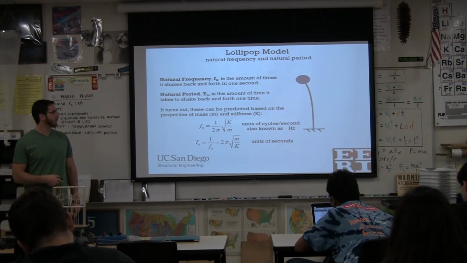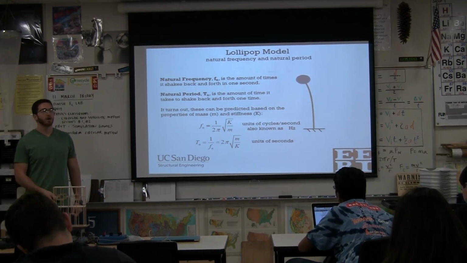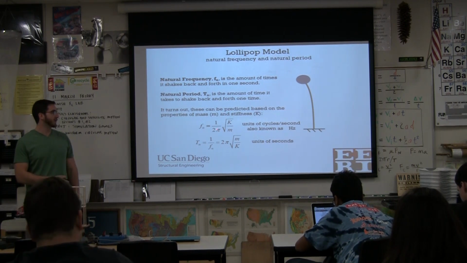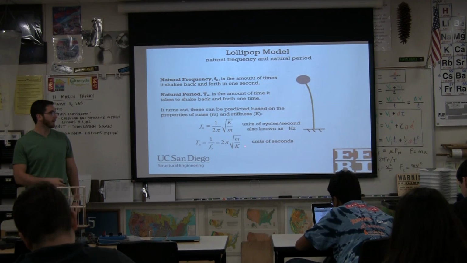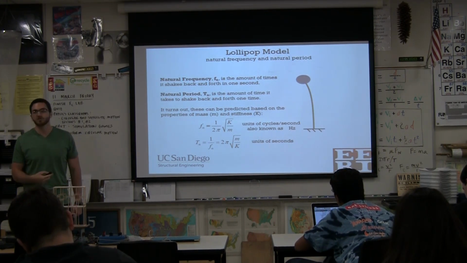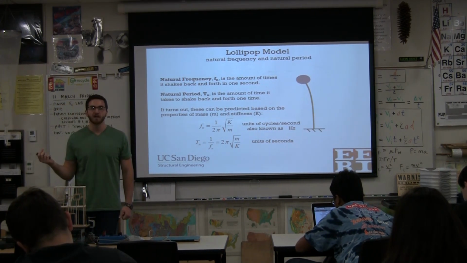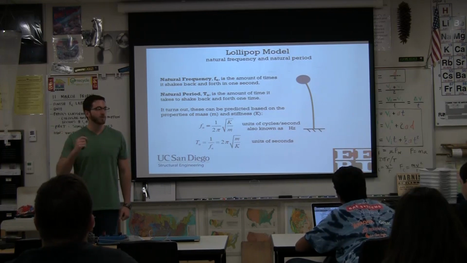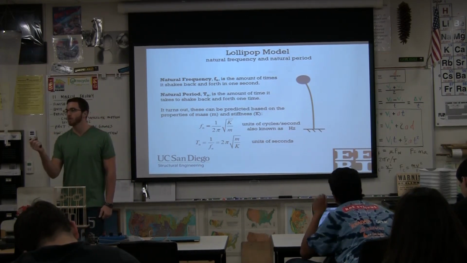The equation for natural period is just the inverse of natural frequency. Or we can solve it with this equation. As you can see, it's just the inverse: flip the 2 pi over, put the m and the k. This will be in units of seconds. Hopefully you guys realize these are just two ways of talking about the same thing. If something is shaking, I can talk about how many times it shakes per second, or I could say how long it takes to shake for one cycle.